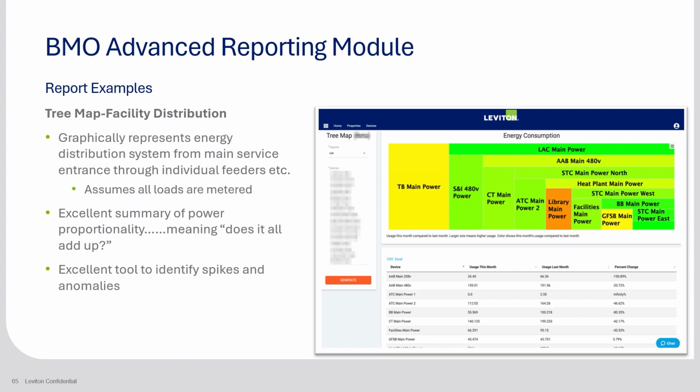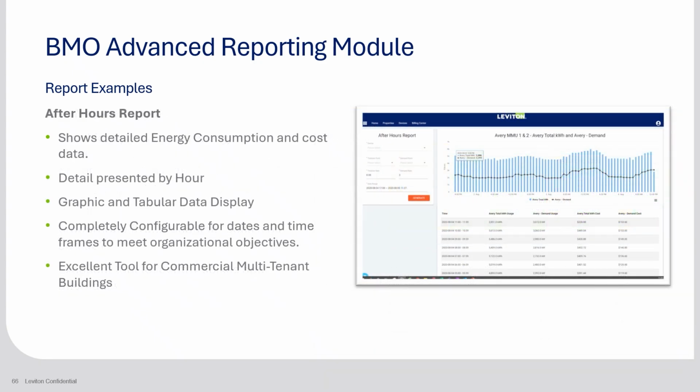The after-hours report is an easy way to determine if lights and HVAC systems are being left on when a facility is unoccupied. Again, this report graphs the data over time and provides a table of the raw data. The report is easily filtered for specific timeframes and can be a great tool for managing multi-tenant buildings.